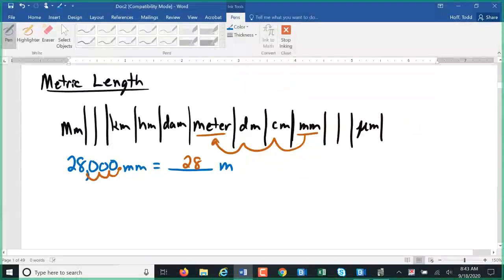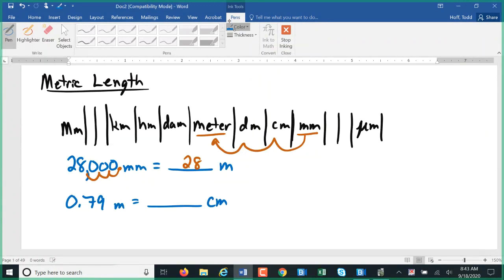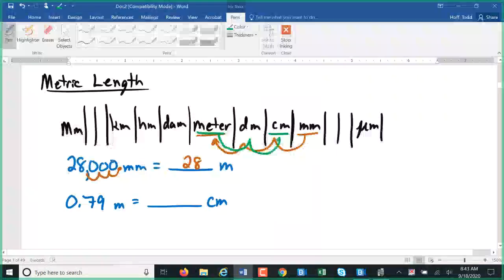Or if I had 0.79 meters and I wanted to turn it into centimeters, here I'm going from meters to centimeters. That's 1, 2 spots to the right on the chart. My decimal point here has to move 1, 2 spots to the right. 0.79 meters is 79 centimeters.